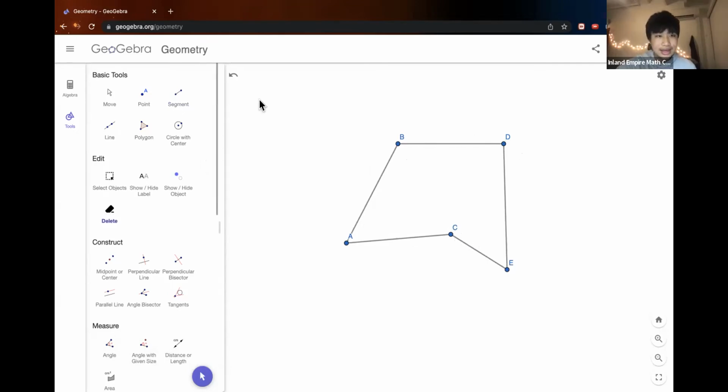Thus the sum of the internal angles, which means these angles here, is always going to be 180 times 3 plus n. Oh wait, no: 180 plus 180 times n minus 3.